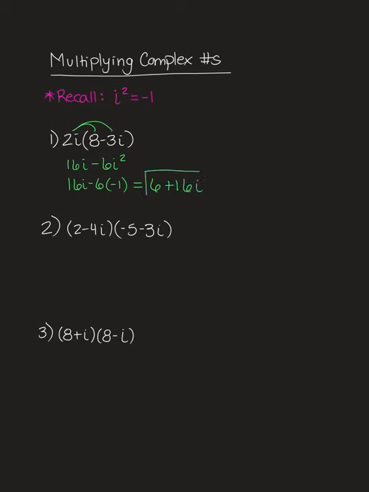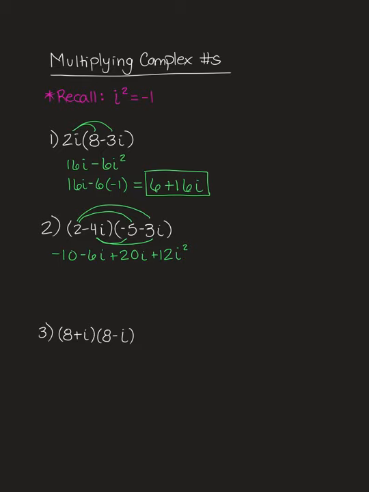So remember that it has to be in the form a plus bi, where the real part is first and the imaginary part is second. Looking at number 2, this is an example of foiling. So 2 times negative 5 is negative 10. 2 times negative 3i is negative 6i. Negative 4i times negative 5 is positive 20i. Negative 4i times negative 3i is positive 12i squared.